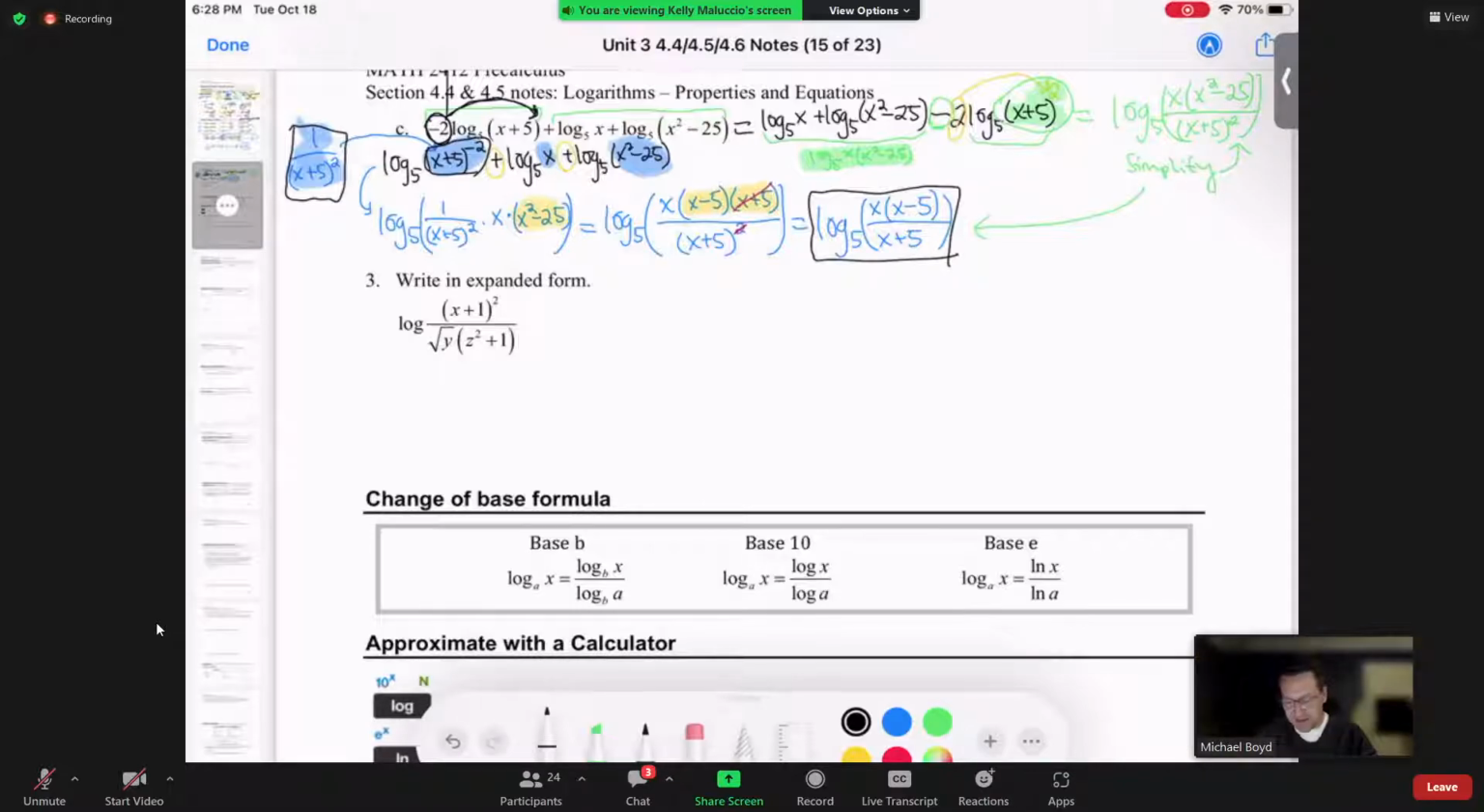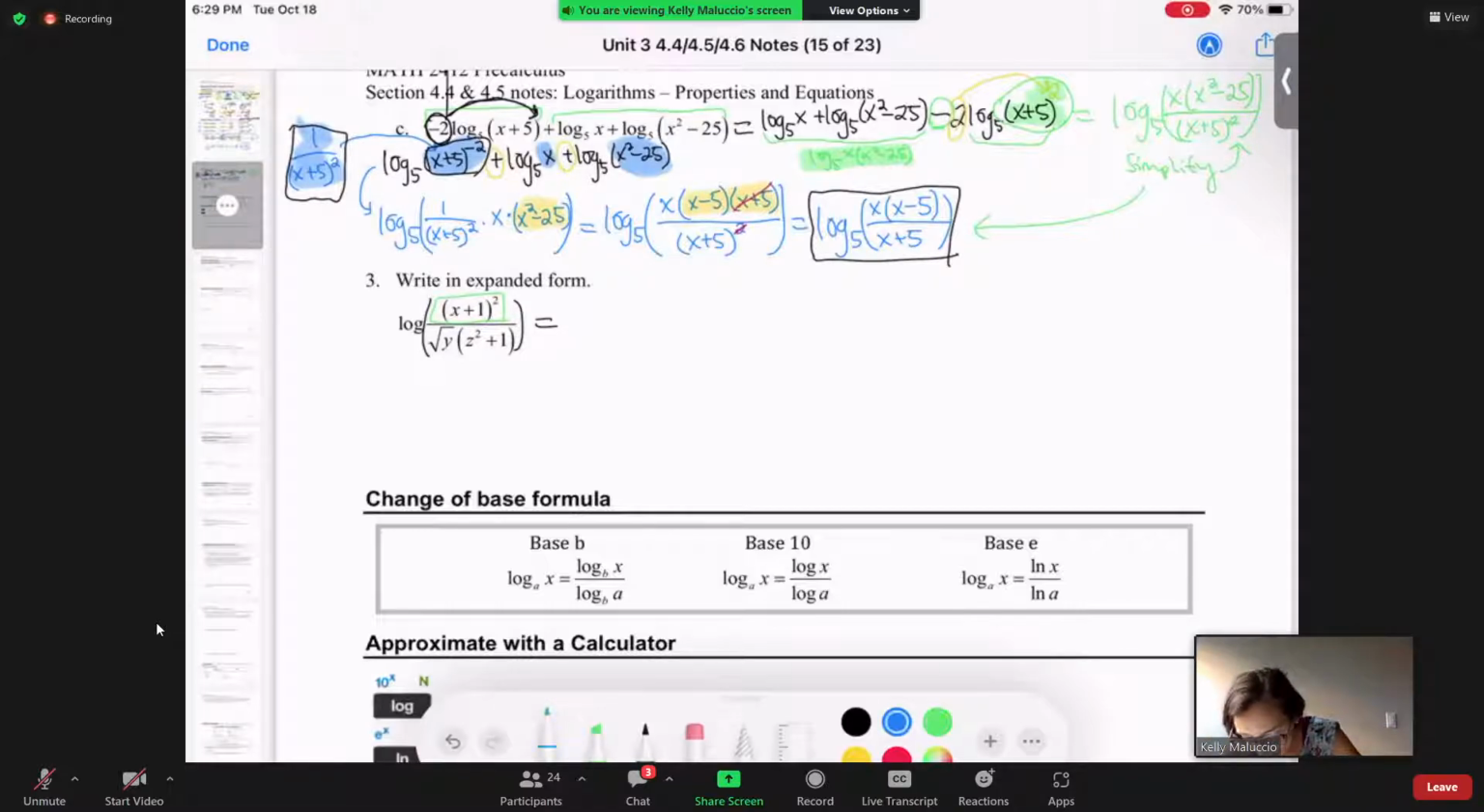Okay. So 3, expand form. What this means is they give this crazy log with all of this, x plus 1 squared over square root of y times z squared plus 1, like all this stuff. And we need to write it as many logs expanded as long as possible. Seems safe, but we want to see, do we know our rules or not, right? So I always start with the numerator and then the denominator, and then I go from there. I start with the numerator, and that's positive, and then you can break it down if necessary. And then I go to the denominator.